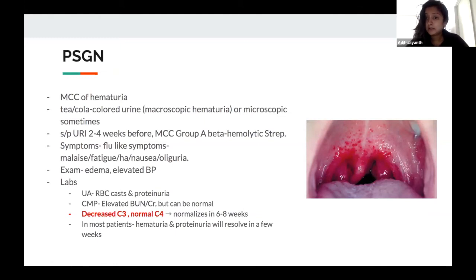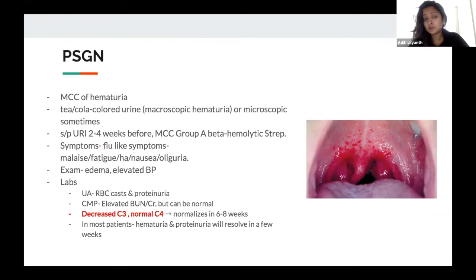Classically, it's status post URI or respiratory infections. They may not always be diagnosed. So you want to ask more general questions. You definitely don't want to ask them, hey, did you have strep throat? Because they may not know.